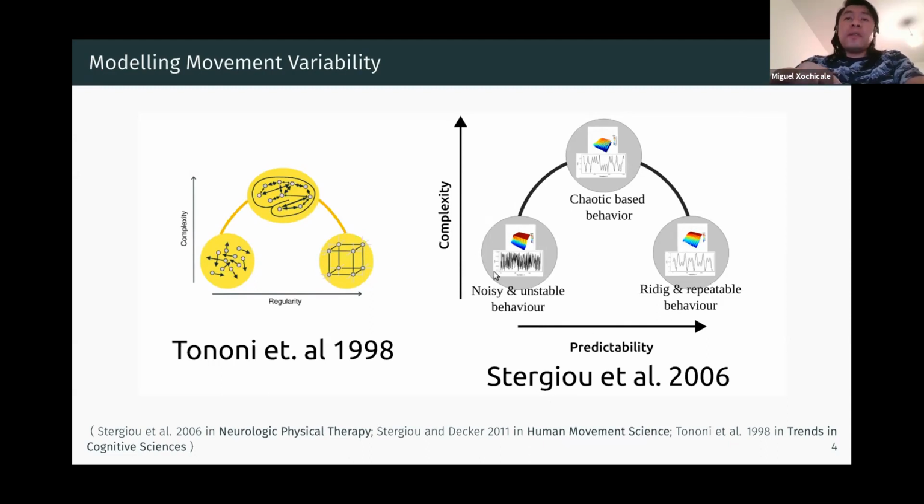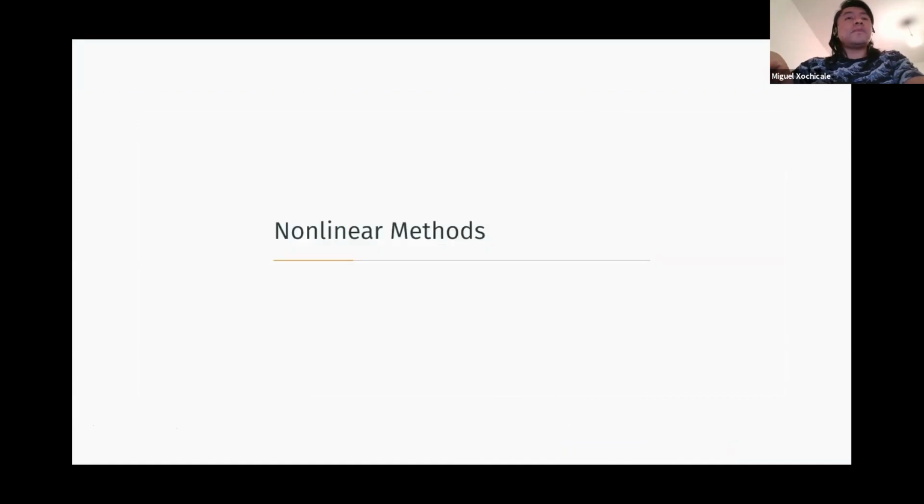But if you have more predictable behavior but the complexity is low, then the movement may be modeled as rigid and repeatable behavior. Whereas if the predictability is sort of in the middle but the complexity of the movement is higher, then your behavior can be modeled as chaotic behavior. And that's basically how I started to get more interested in these nonlinear analysis methods.